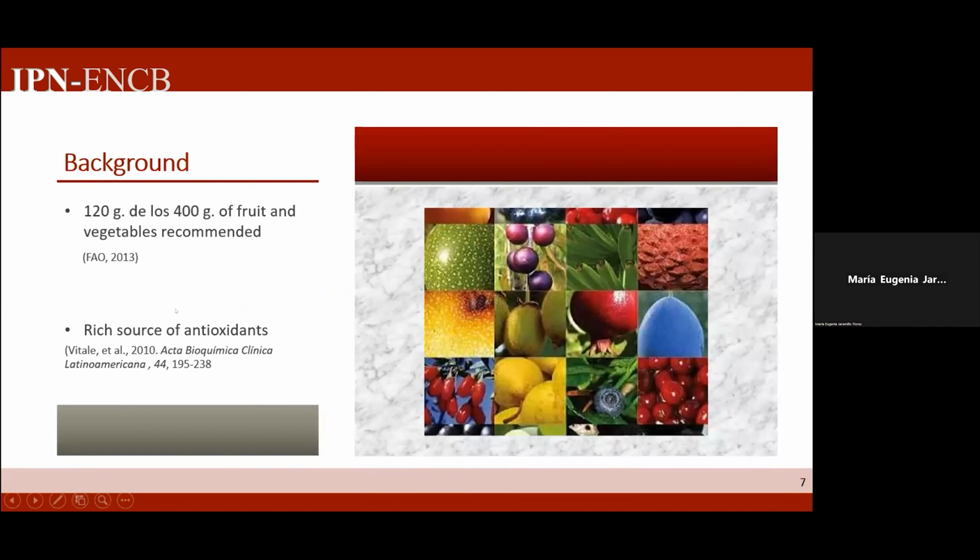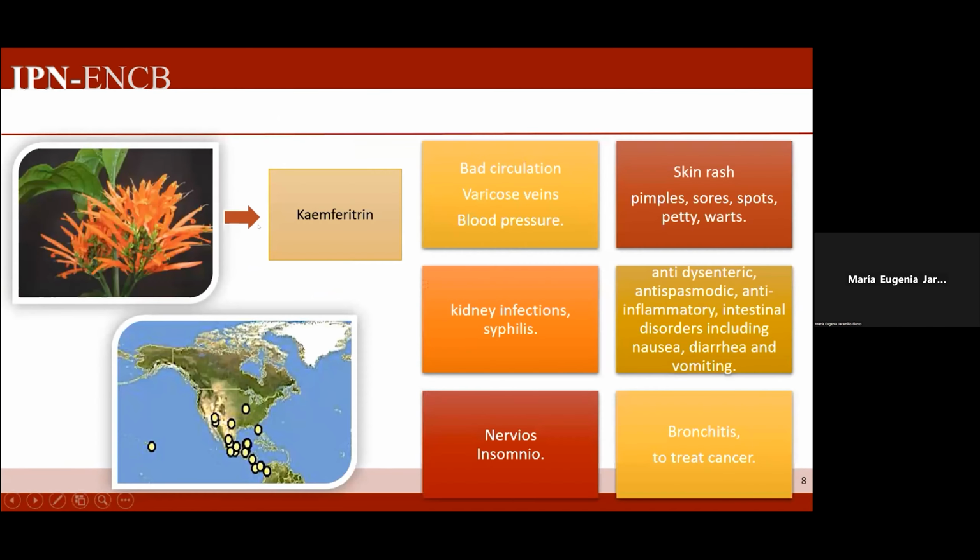For that reason, it is recommended to increase the consumption of fruit and vegetables, because they are very good sources of flavonoids, including one of the flavonoids that we are studying, kaempferitrin.